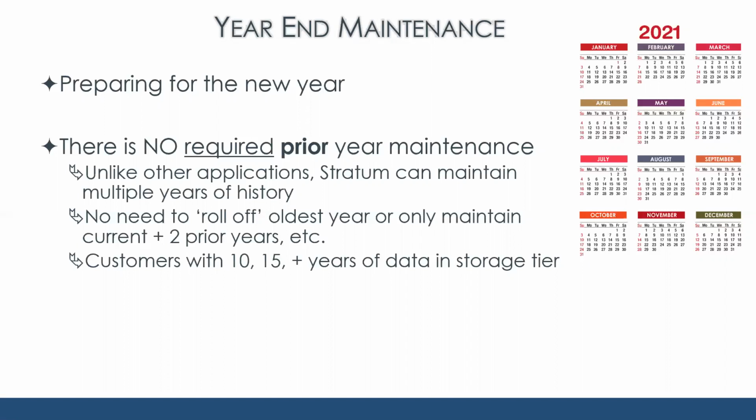There's really no prior year maintenance that you have to worry about in Stratum. You know, some other applications, ERP systems, you might have to roll previous year data off. Maybe it only contains the current year plus, you know, 2 prior years, that kind of thing. Not such an issue with Stratum. We've got many customers out there with multiple years of history in their storage tier. And I say storage tier because I want to differentiate that from viewer as opposed to Stratum server.